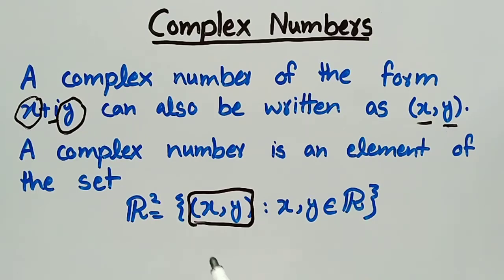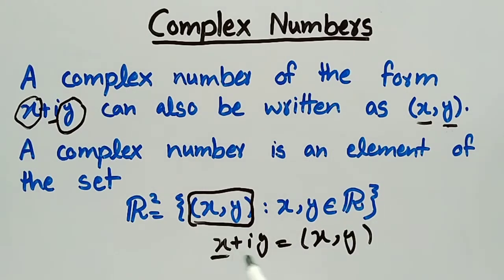We know that a complex number is of the form x plus iota y, which can also be written as the ordered pair (x, y), and x and y are real numbers where iota is the unit imaginary number. So this set contains all the complex numbers where x and y belong to real numbers.